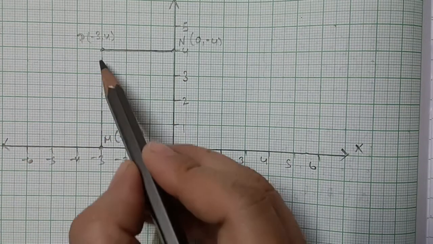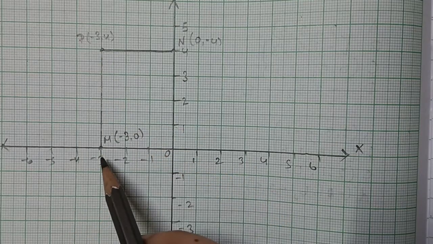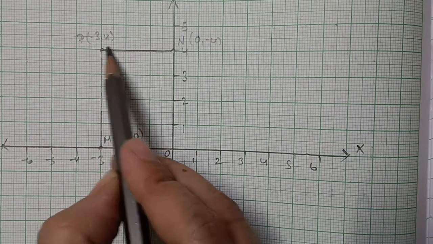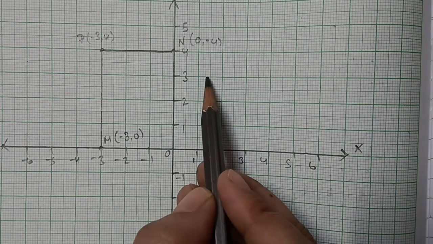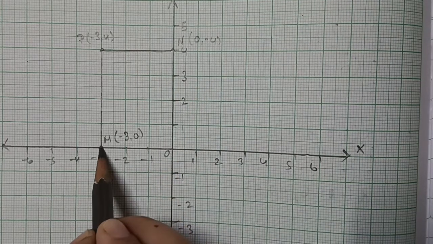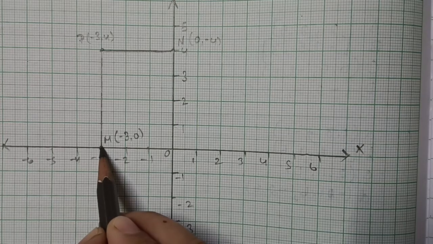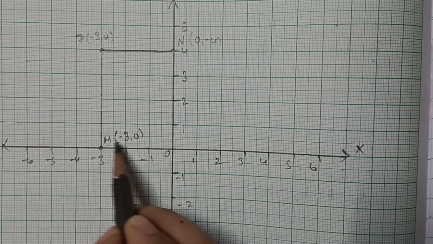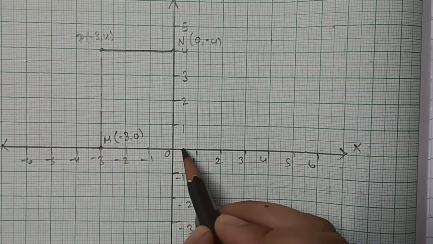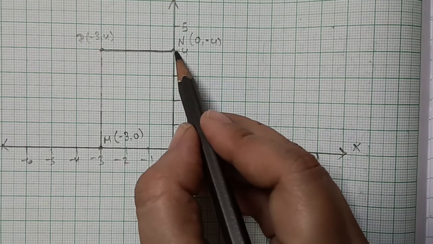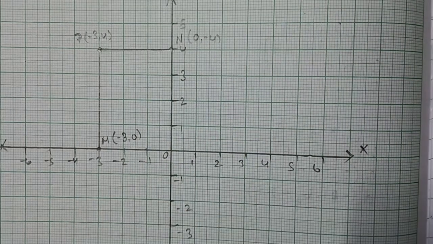Next step we have to draw perpendicular PM on x-axis and PN on y-axis. And then we have to tell the coordinate of M and N. So M, you can see here it is touching at minus 3 and Y reading is 0. So M coordinate is minus 3, 0. Same way N coordinate 0, minus 4.